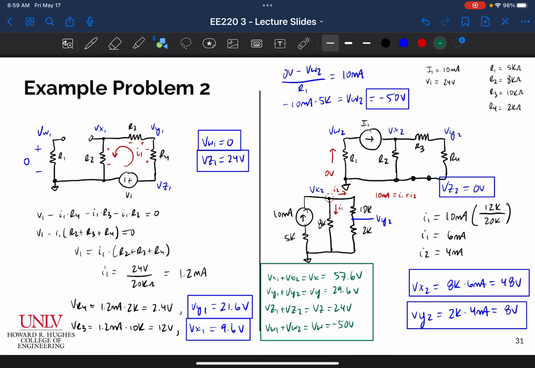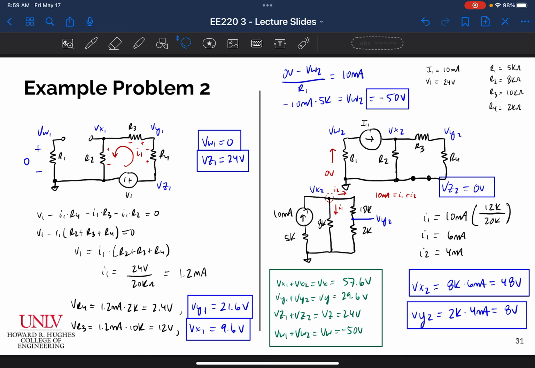All right, if you want to try another method and test yourself, or if you just want to work this one out, those are the voltages. And I'm going to go ahead and end this video, and then we'll do one more example problem before we end this module.